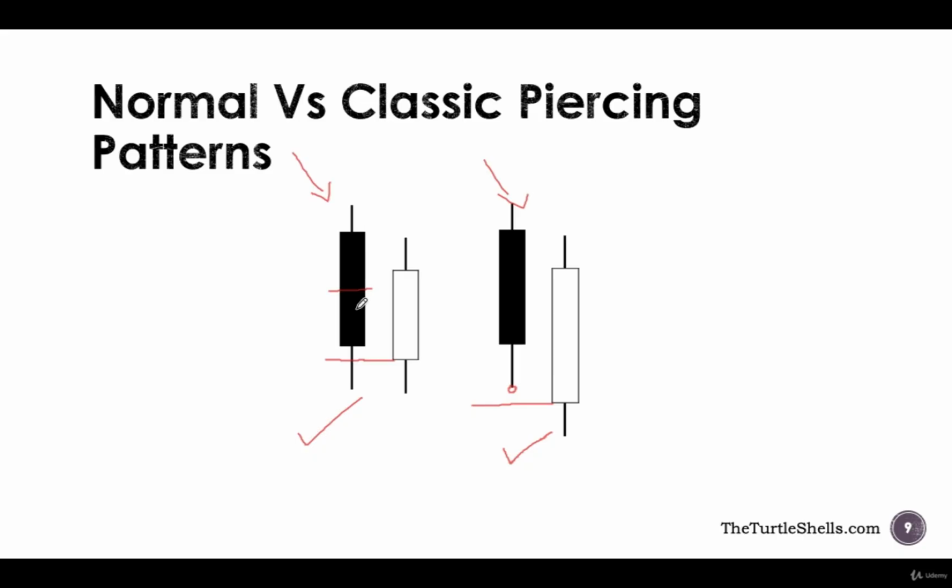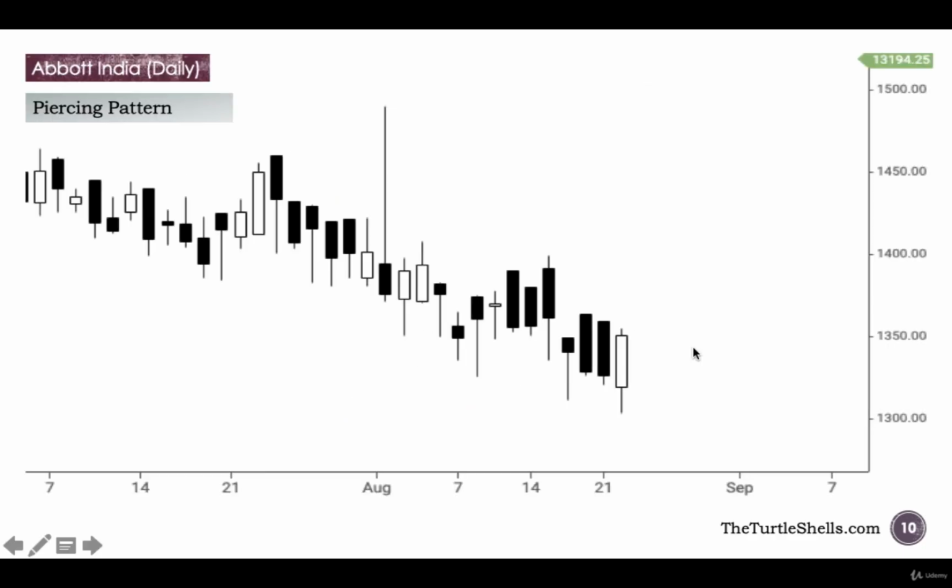Remember, I will repeat this again. The midpoint should be the midpoint of the prior black real body. It should not be the midpoint of the entire candle. We ignore the shadows here. So let's quickly have a look at another example. Now, identify whether this is a perfect piercing pattern or a normal or a variation of a piercing pattern. If we look at these two candles, I would say it's a perfect piercing pattern because the opening of the white candle is just under the low of the prior black candle. So I would say it's a perfect piercing pattern.